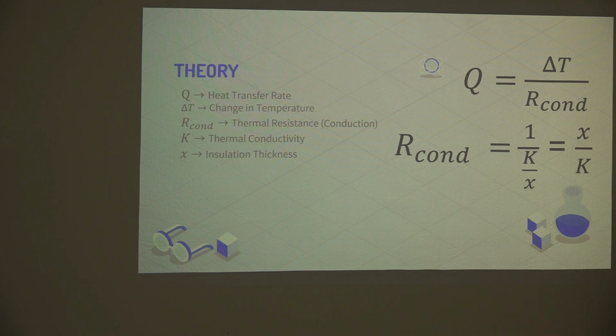With reference to the legend, you can see that our main variable Q, which is the heat transfer rate, can be calculated by taking the change in temperature divided by the thermal resistance. And this thermal resistance can be found by taking the thickness of the insulation material and dividing it by the thermal conductivity of the insulation layer.